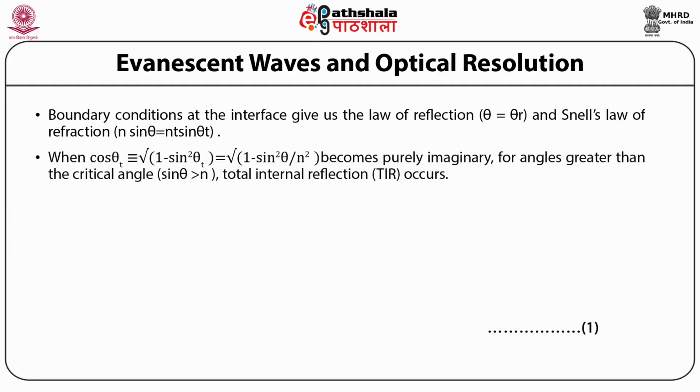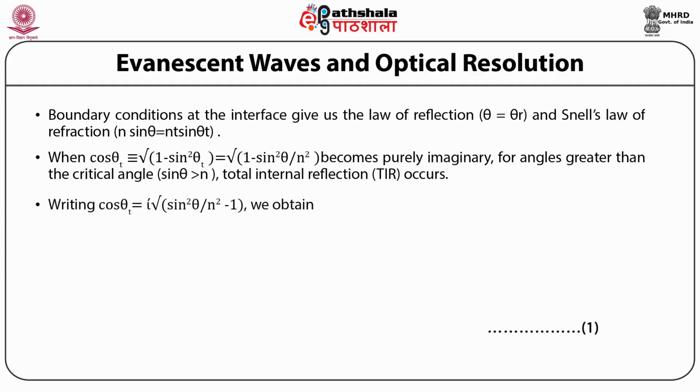When cos theta t is equal to square root of 1 minus sin square theta t, which equals square root of 1 minus sin square theta by n square, it becomes purely imaginary for angles greater than the critical angle, that is, sin theta greater than n. In that case, total internal reflection occurs.